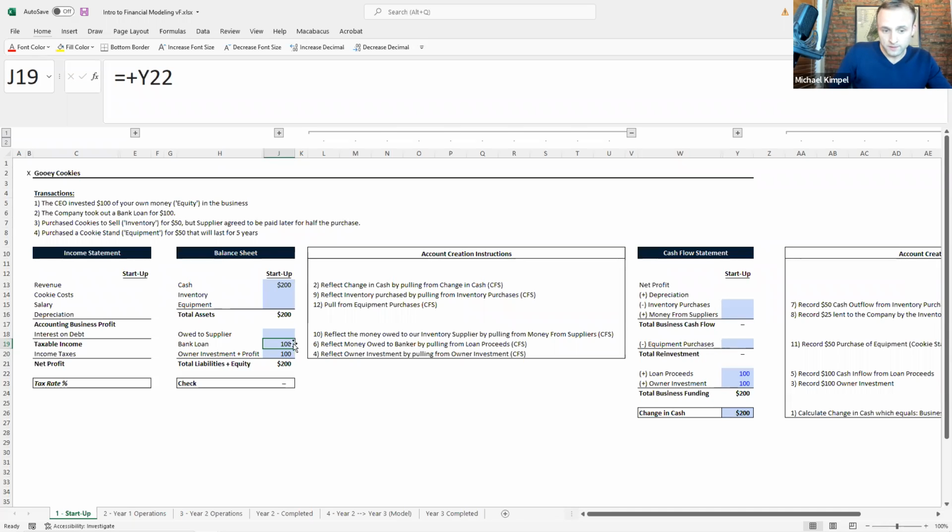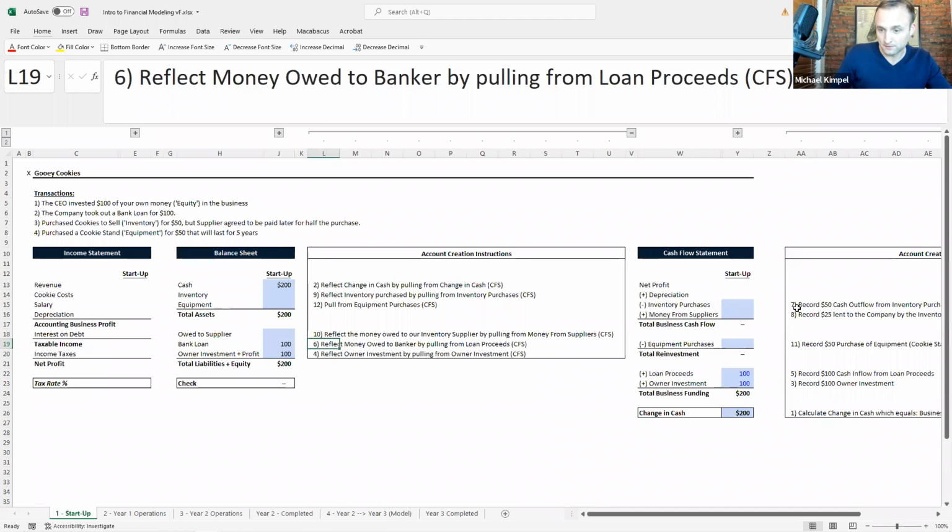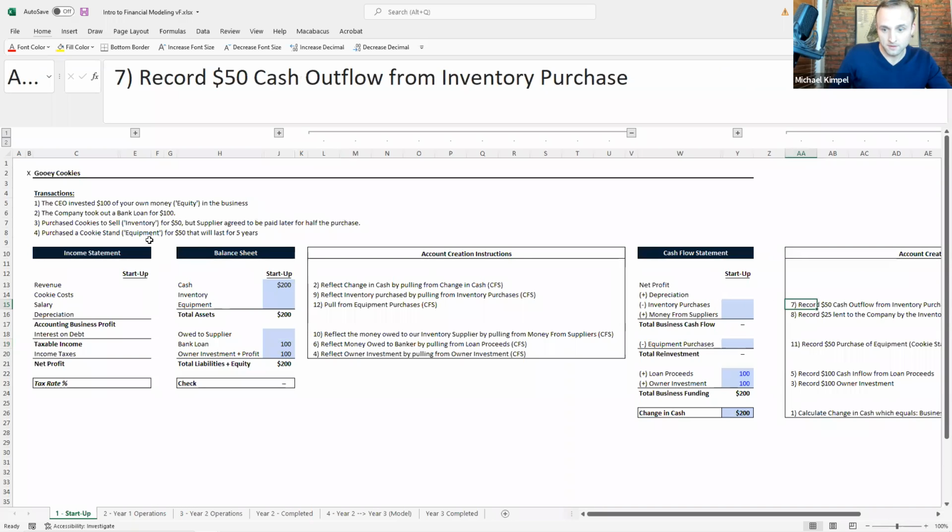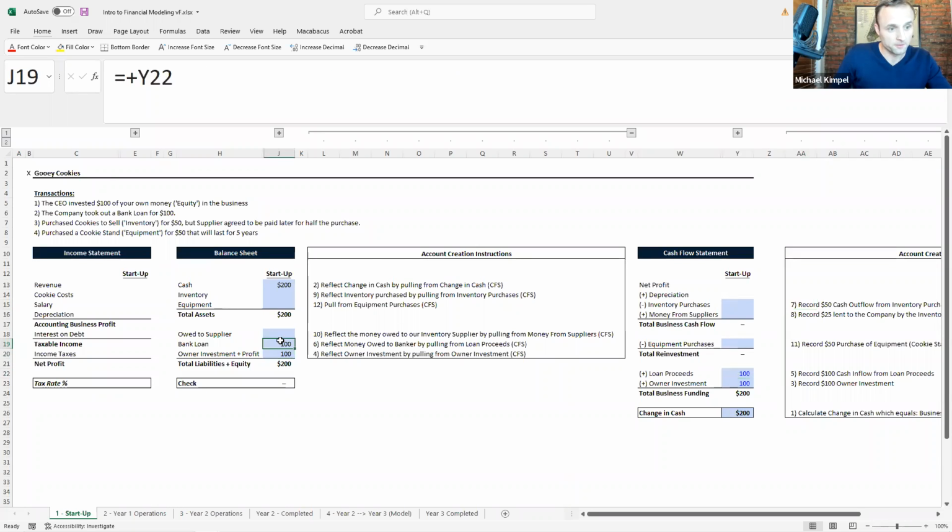And then moving on, sorry, I'll give you guys 30 seconds to enter that in. Getting a little too excited here. So again, $100 into the business, $100 borrowed. And right now we're just entering in historicals. We're not really building a formal model just yet. We're just kind of getting the numbers in place.